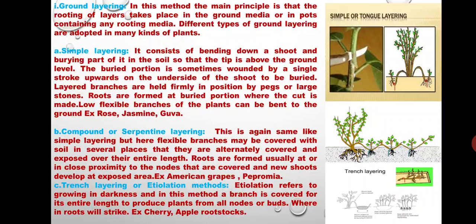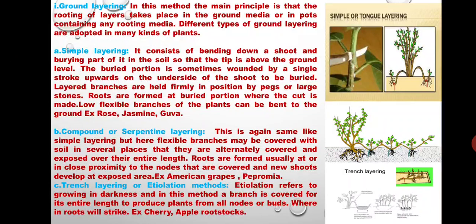And the second one is compound or serpentine layering. This is again the same as simple layering, but here the flexible branches may be covered with soil in several places so that they are alternately covered and exposed over their entire length. Roots are formed usually at or in close proximity to the nodes that are covered, and new shoots develop at the exposed area. The best examples are American grapes and peperomia.